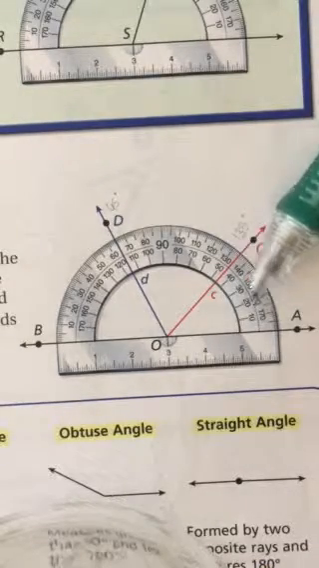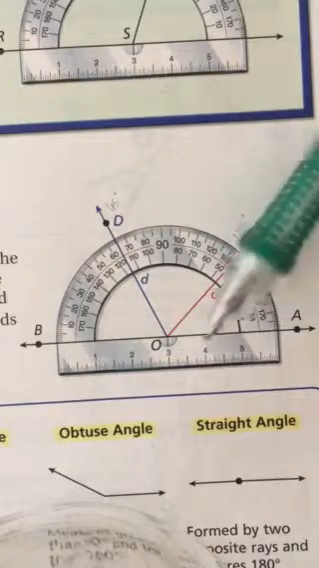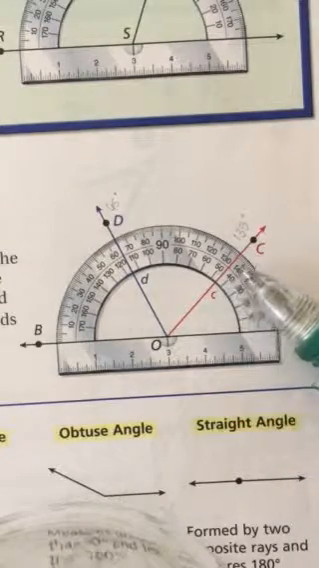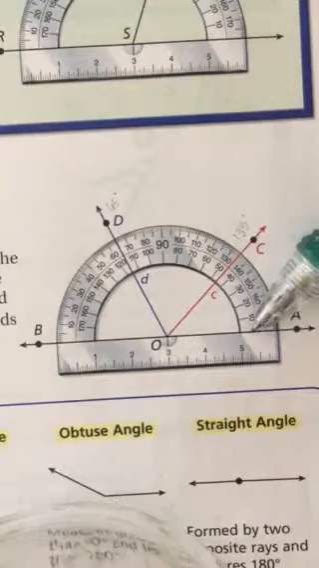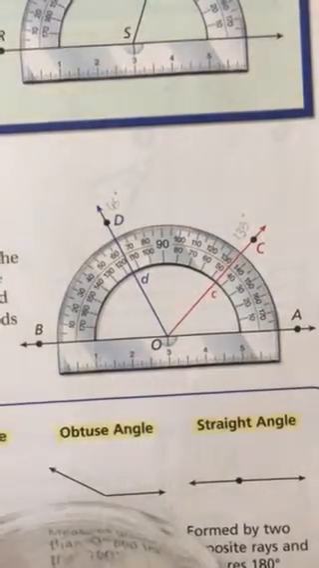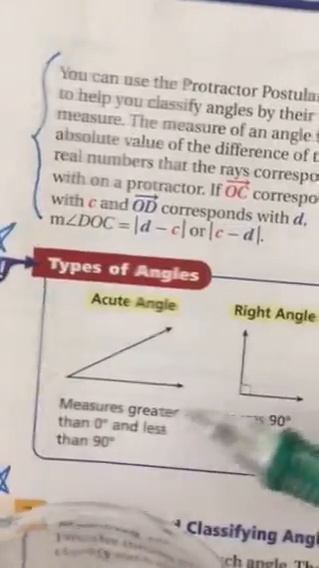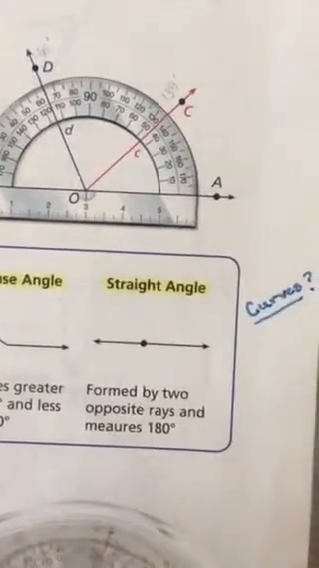And now let's look at COA, last one. Let's use the lower part of the protractor to measure this one. Ray OA runs along the 0 baseline, and ray OC crosses at 45 degrees. So this is a 45 degree angle because it runs from 0 to 45. All right, and below that you have a quick reminder of the 4 types of angles that we talked about in class, and you have the descriptions of them to come back to. So acute, right, obtuse, and straight.